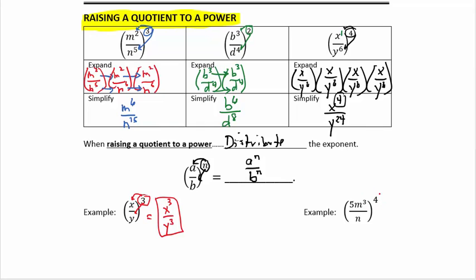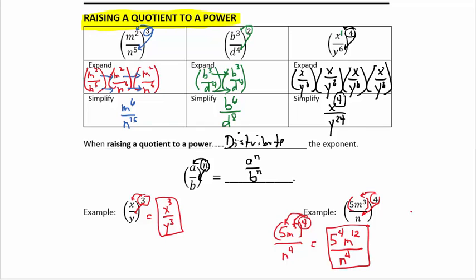For this one, I'm going to distribute it to the top and to the bottom. Now notice the top is a product, so I'm going to put parentheses around that. I'm going to make this 5m to the third, raised to the fourth, over n to the fourth. And then remember we're going to distribute this top one in there. So I've got 5 to the fourth, m to the third raised to the fourth. I'm going to multiply 3 times 4, which is 12. And on the bottom I still have my n to the fourth. And there is the simplified version here.